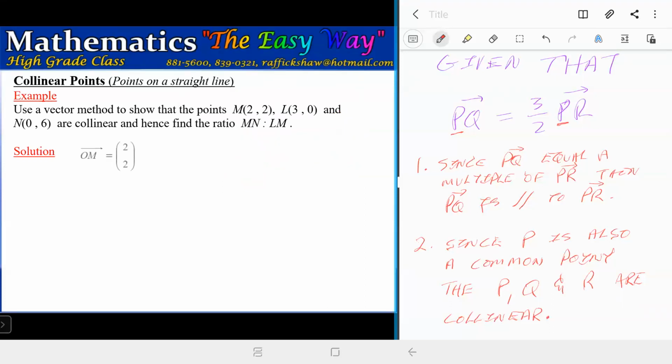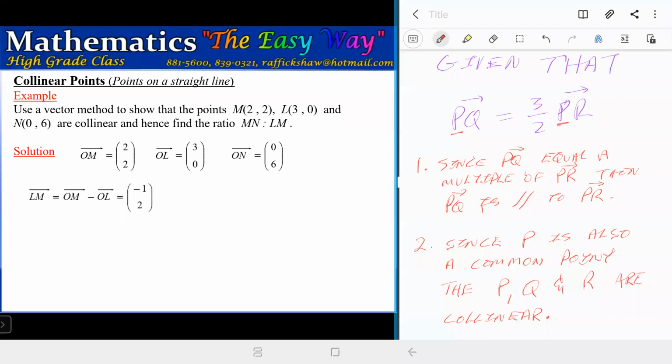I'm going to use OM. If the point M is (2, 2), then OM is (2, 2) like that. The point L is (3, 0), so OL is (3, 0) like that. The point N is (0, 6), so ON is (0, 6). I'm going to find LM now.